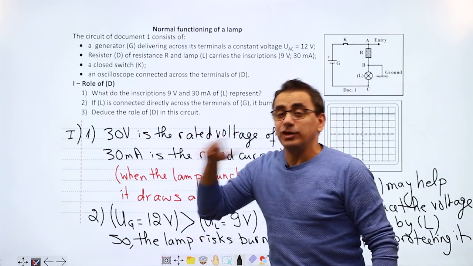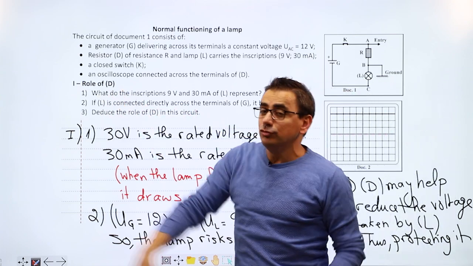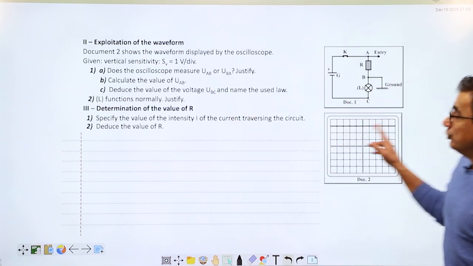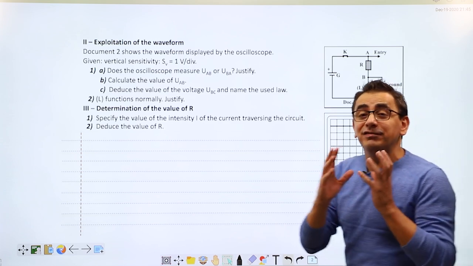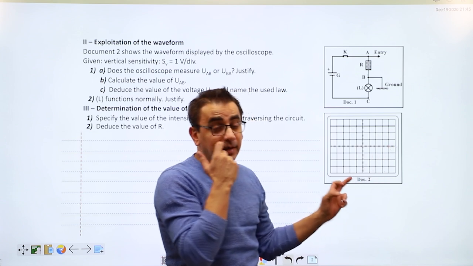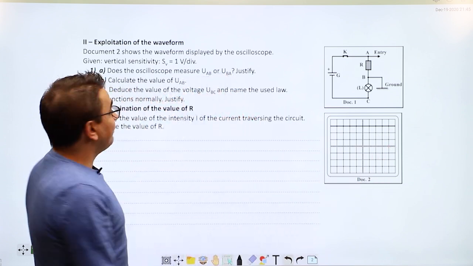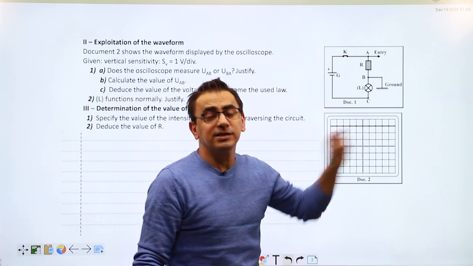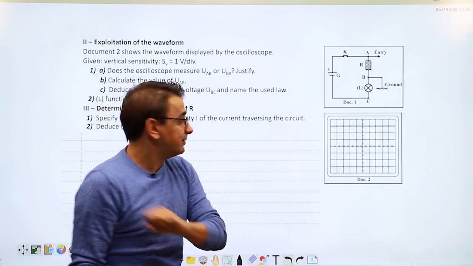Again, this is something additional. When we study resistors more, we might talk about them more. So if you are able to solve 1 and 2, it's perfect. Part 2 now. Document 2 shows the waveform displayed by the oscilloscope. First, the term waveform just represents what you see on the screen of the oscilloscope. It's not necessarily a wave. It's a commonly used term. Given the vertical sensitivity is 1 volt per division, meaning each box is 1 volt. It's an easy sensitivity and easy scale.